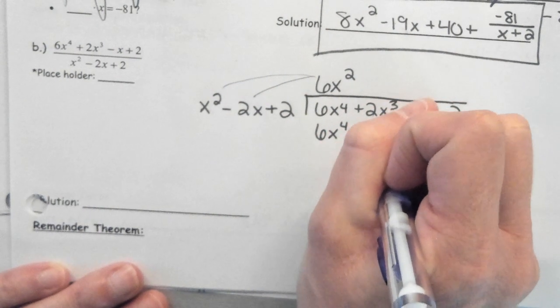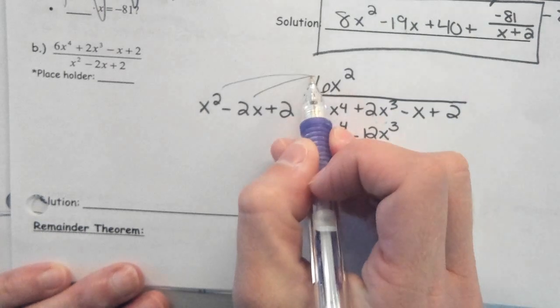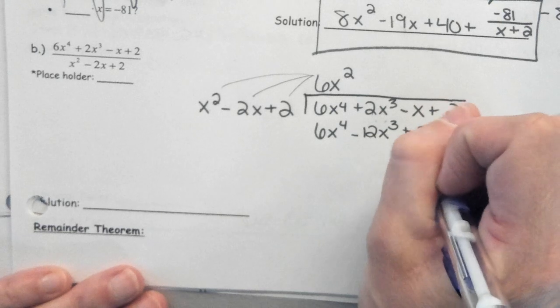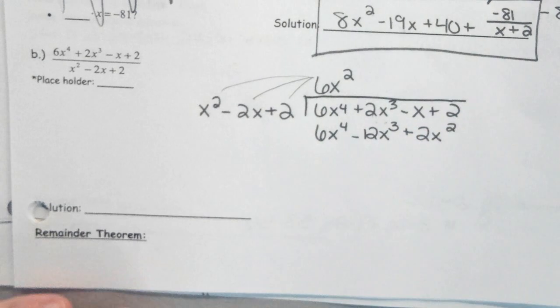Negative 12x cubed plus 12x squared. Thank you.